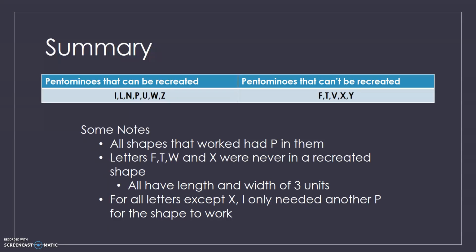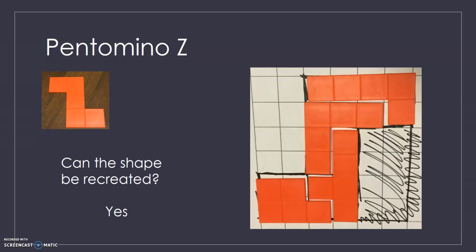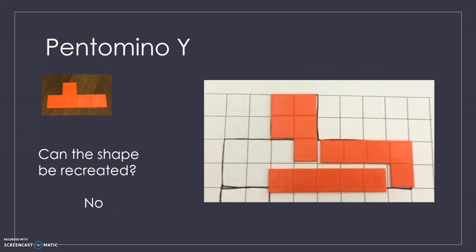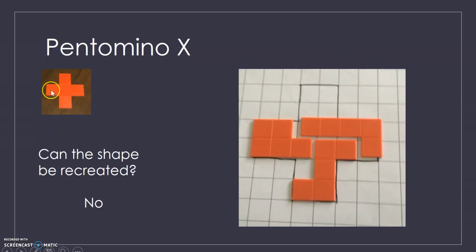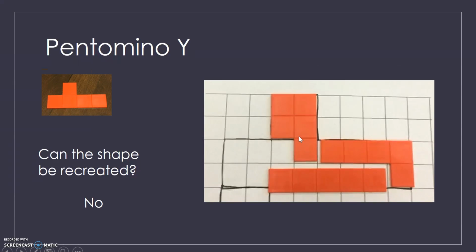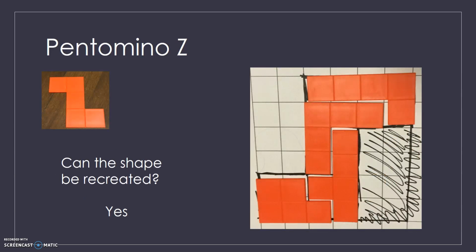And I found that was because all of these have the length and width of 3 units. So if we go back to X, the entire shape is 3 units long and 3 units up. And if we're just doubling a shape, I'm never going to need a length of 3. That's always going to cut off my shape and make it so I can't finish it. So I never use those in my recreations.